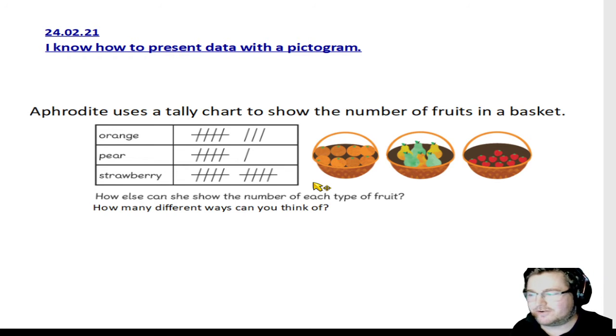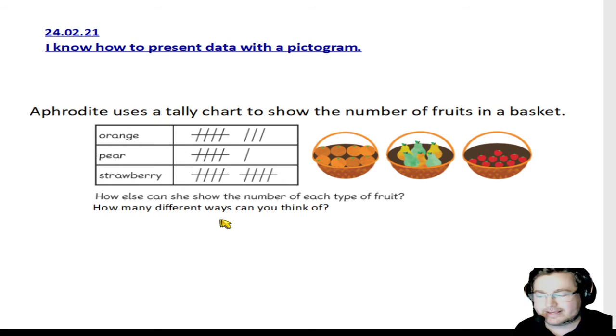Okay, welcome back. So oranges, she's got 8. We can see that she's got 8 there, but she's written it in a tally. Do you remember when we count in 5s on a tally chart, we strike through it, and this way we can easily count in 5s here. So this is 5 plus 3, which is 8, 5 plus 1, which is 6, and 5 and 5, which is 10. So how else can she show the number of each type of fruit?